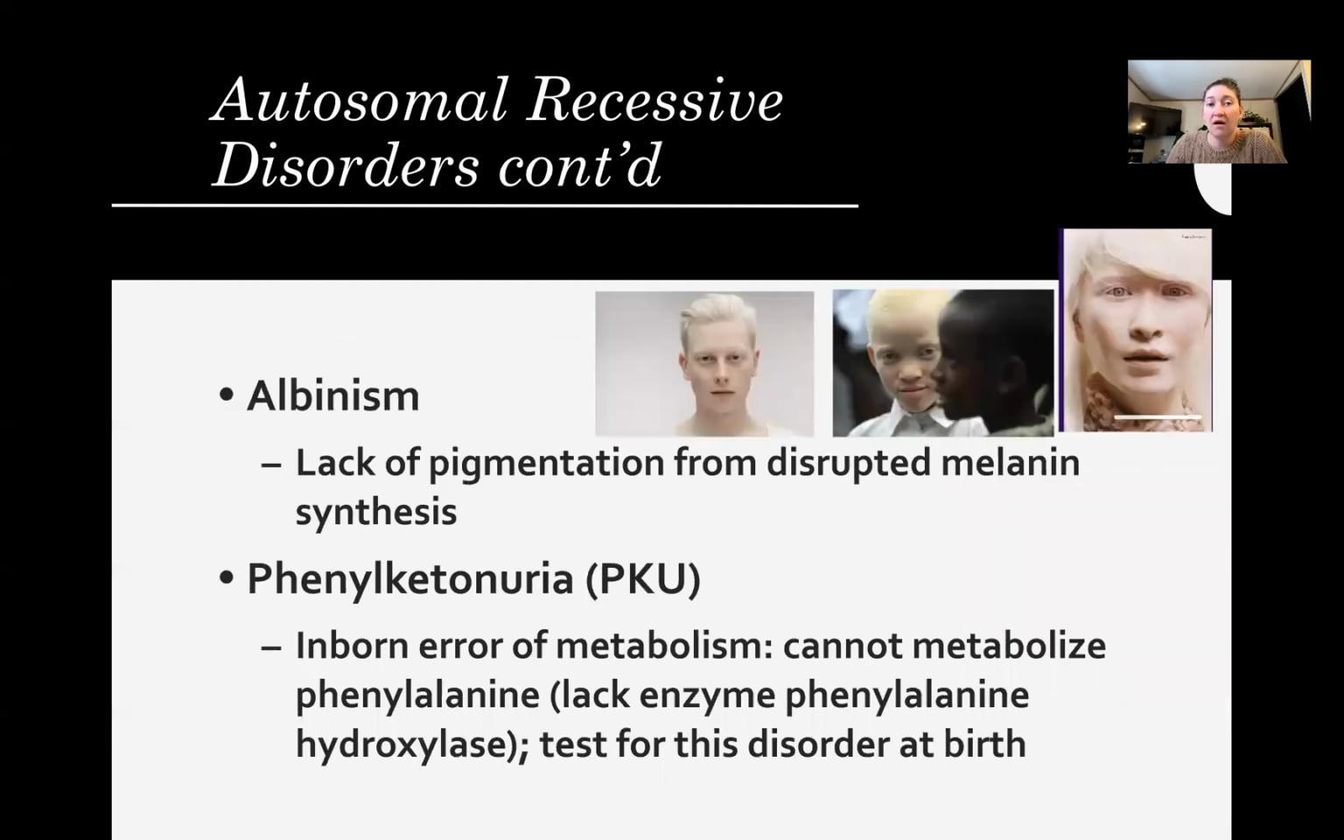So here are some autosomal recessive disorders. Albinism, this is the lack of pigmentation from disrupted melanin synthesis. And then also PKU. So this is an inborn error of metabolism. They cannot metabolize this specific phenylalanine. And so this is tested for at birth. So testing for PKU may be something you've heard of, or it's definitely something you will hear of in the near future.